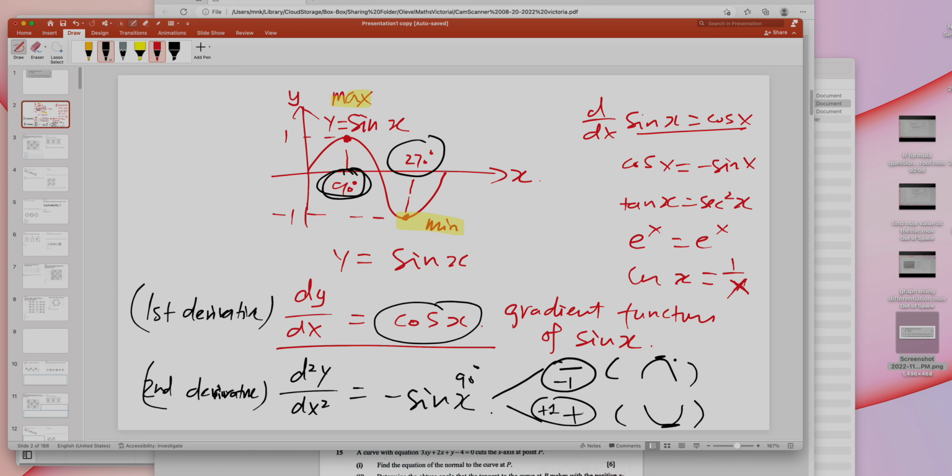Isn't it supposed to be positive? Negative sine 270. I don't know, I need to use the calculator. But never mind. So that's how you justify, if you don't know this. Understand?